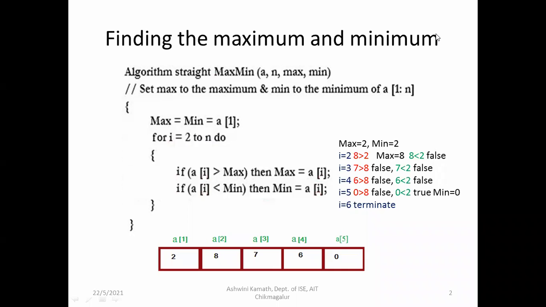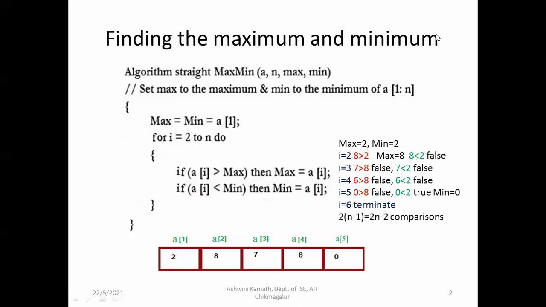So it is 2 into n minus 1. Why is it n minus 1 and not n? Because we are starting i from 2. We are not starting i from 1. So it will be n minus 1 comparisons, into 2. So 2n minus 2 comparisons are required for this.